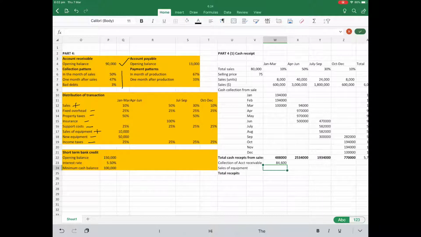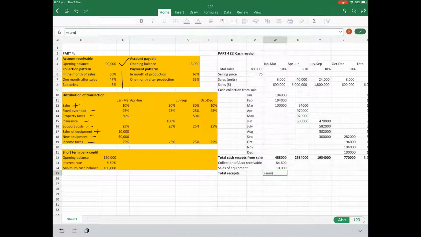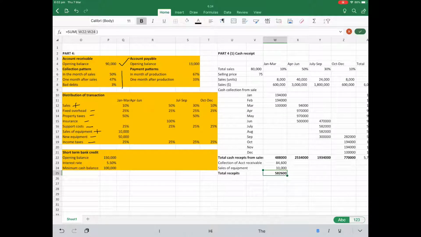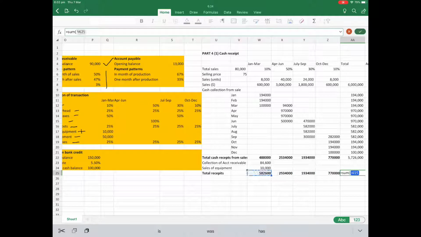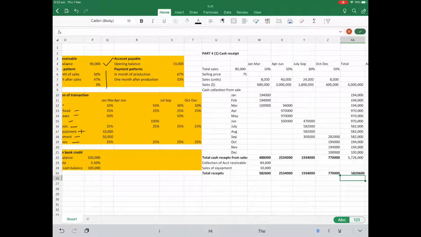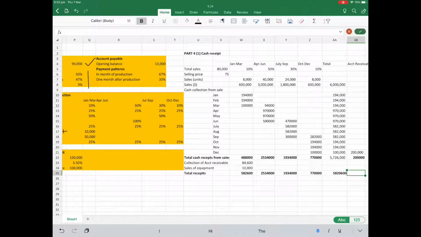And now we have another item, which is the sales of equipment. And that is 10,000 in January. So now we can work out how much we receipt by taking the total receipt from sales and plus everything else. And then what we can do here is we copy and then we paste. Okay, so here is the sum. All right, that's it.